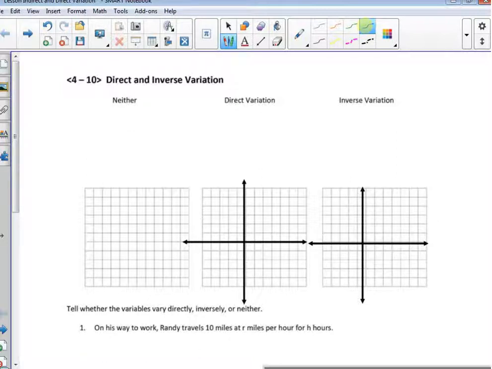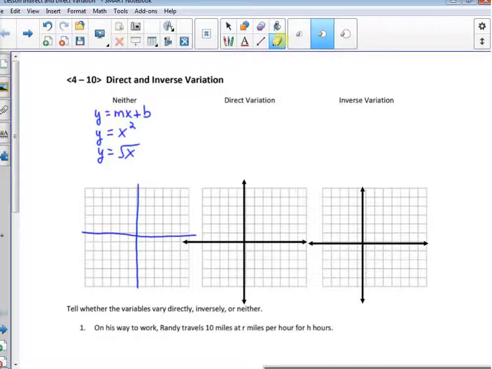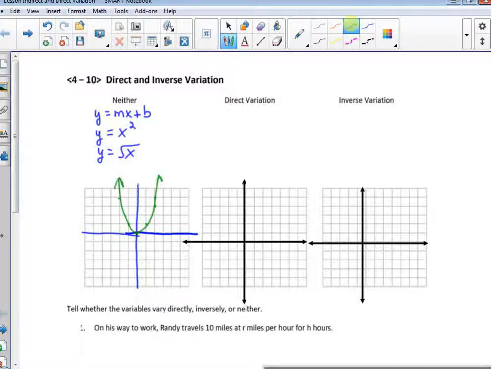So an example of neither, first, would be like y equals mx plus b, where b is an integer. Y equals x squared, y equals the square root of x. Okay, so if we were to graph y equals x squared, let's see. Okay, so that's not going to be a direct variation or an inverse variation.